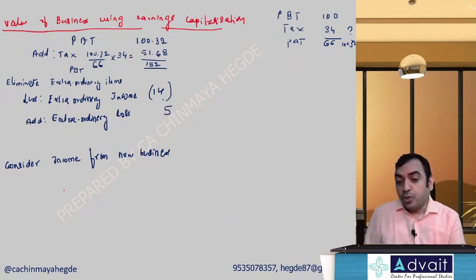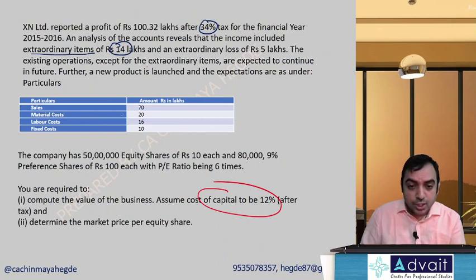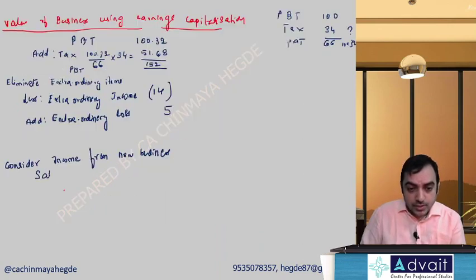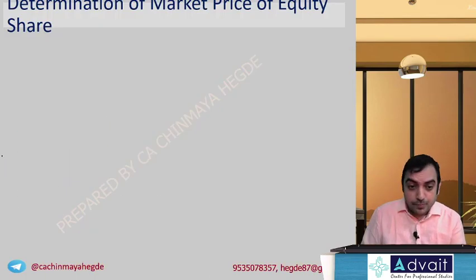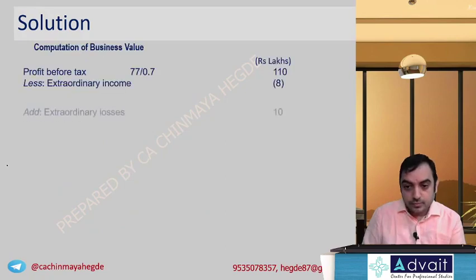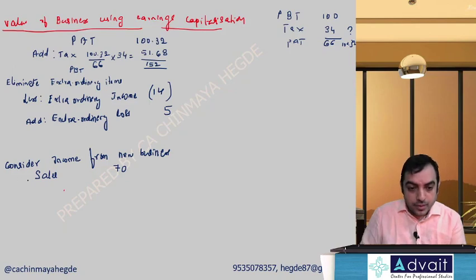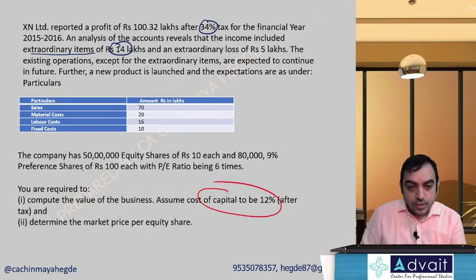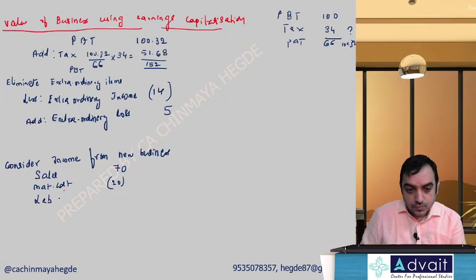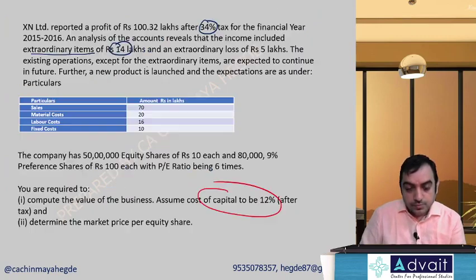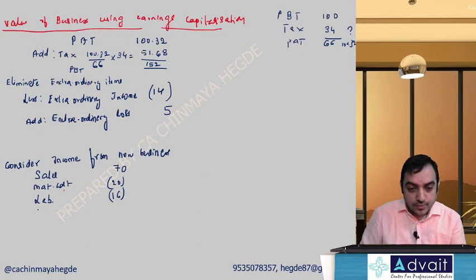Okay, now income from new business. New business is having sales of 70, let me write it in the inner column. Material cost 20, let's subtract. Labor 16. Fixed cost 10.